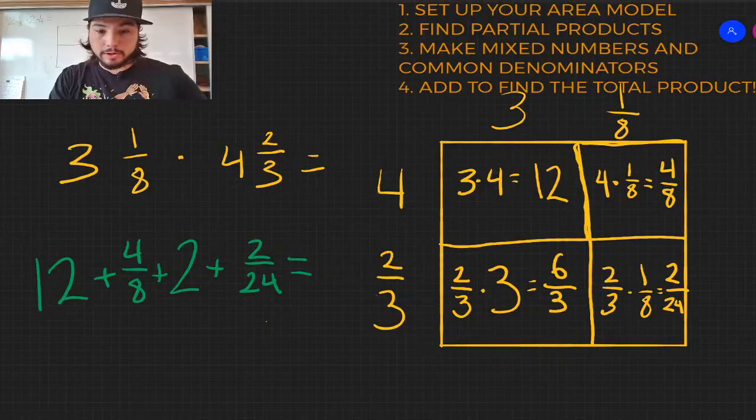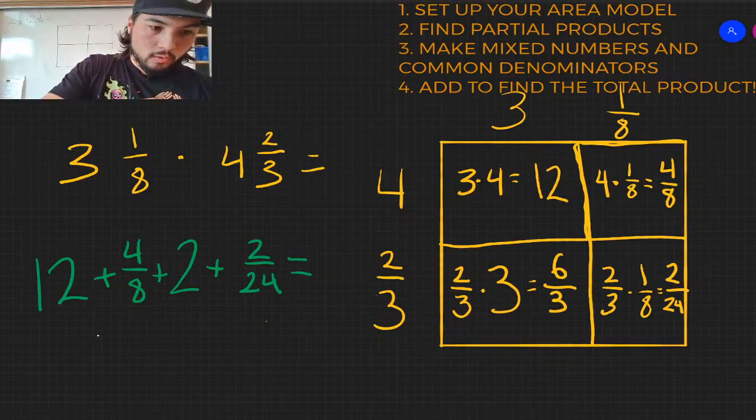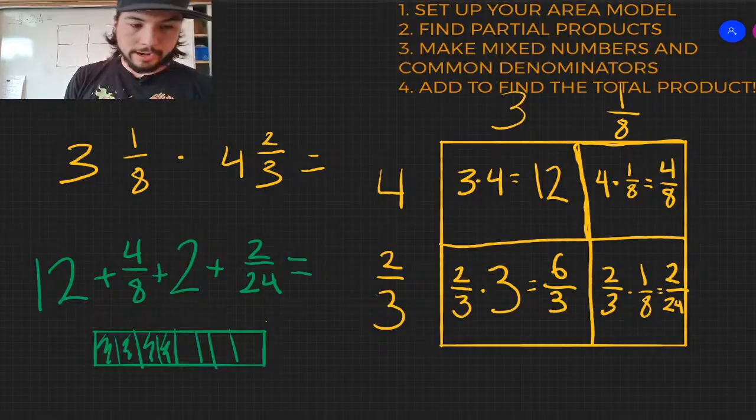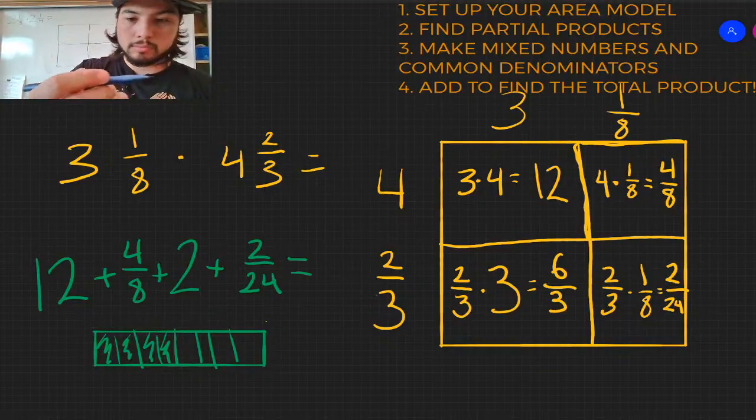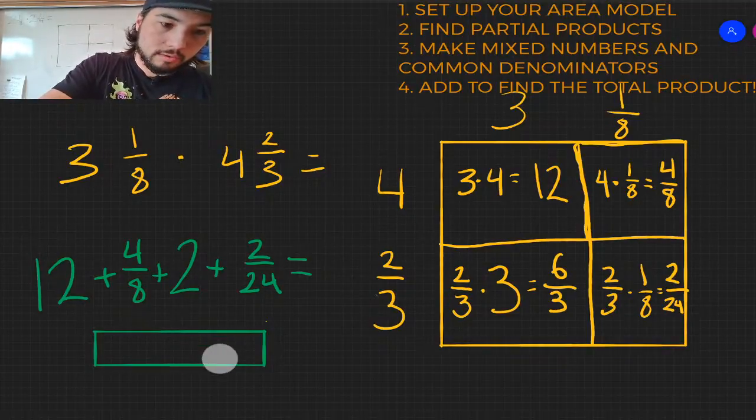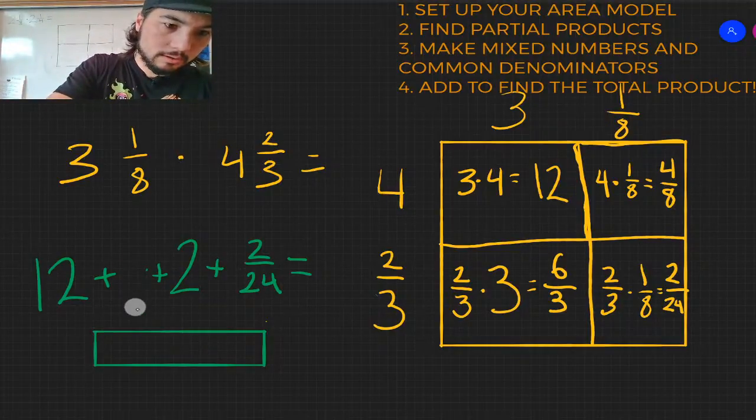Well, 4/8 we already talked about. I could make that 1/2, right? If I have, I'll draw the fraction bar out here, I have eighths, 1, 2, 3, 4, 5, 6, 7, 8, and I have 4 of them. Right? I have 4 pieces shaded in, 4 pieces not shaded in. So the total value of my fraction would be 1/2. So I can erase and replace this as 1/2.